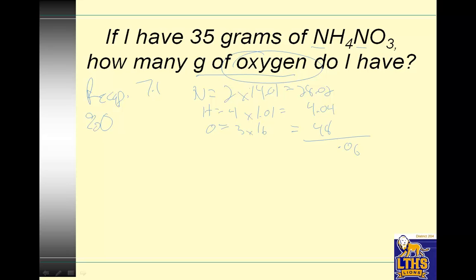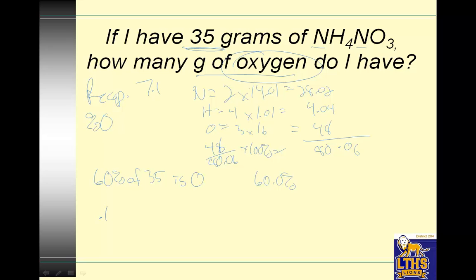Add that up, 80.06. And to find the percent oxygen, it would be 48 over 80.06 times 100. And that percentage, 48 divided by 80.06 times 100, is 60.0%. So if I have 35 grams of NH4NO3, then 60% of 35 is oxygen.